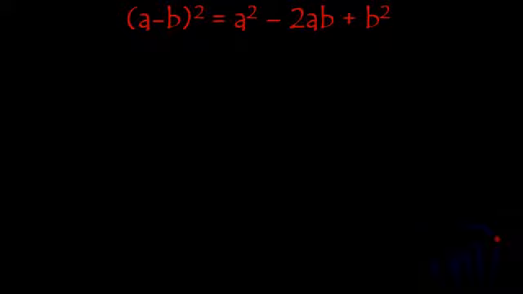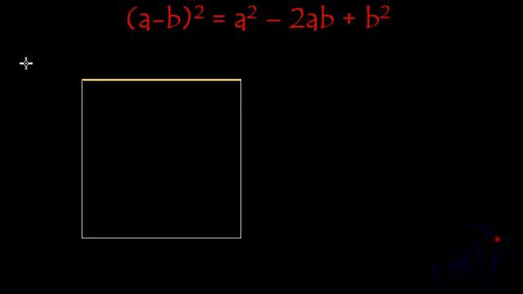Hi, so the identity we are going to learn today is (a minus b) whole square, right? So first let me take a line whose length is a. Let's assume that its length is equal to a. So this is a line whose length is a, right? And this will be a square, right? But what we have to find? We have to find (a minus b) whole square.